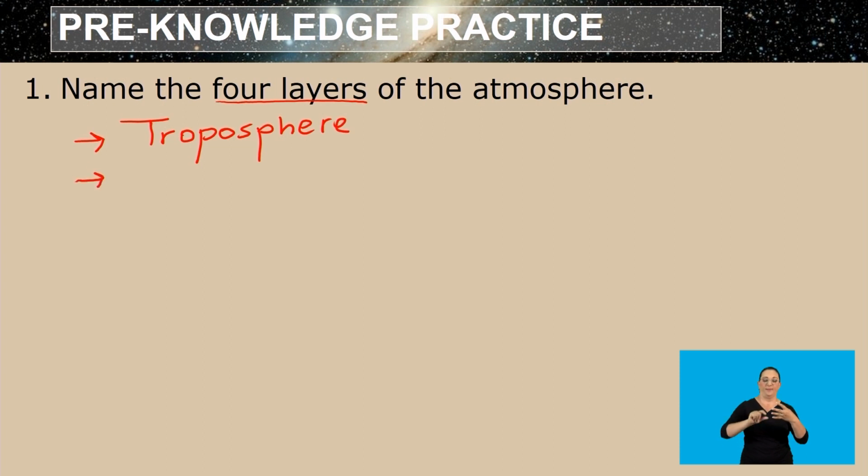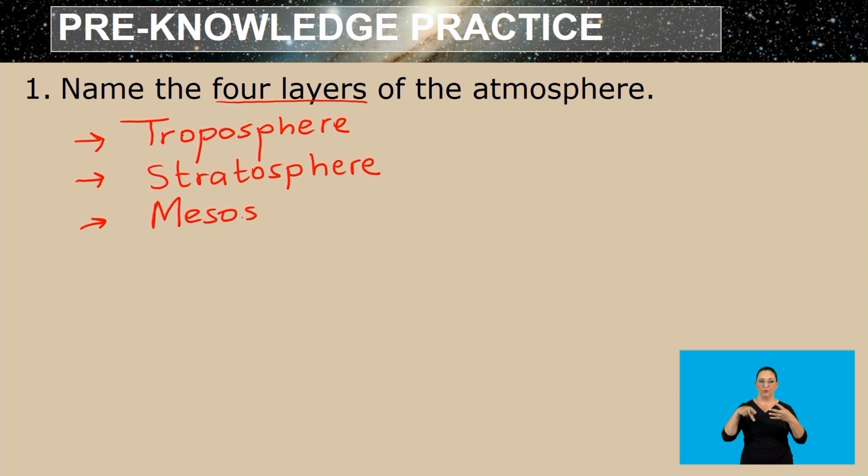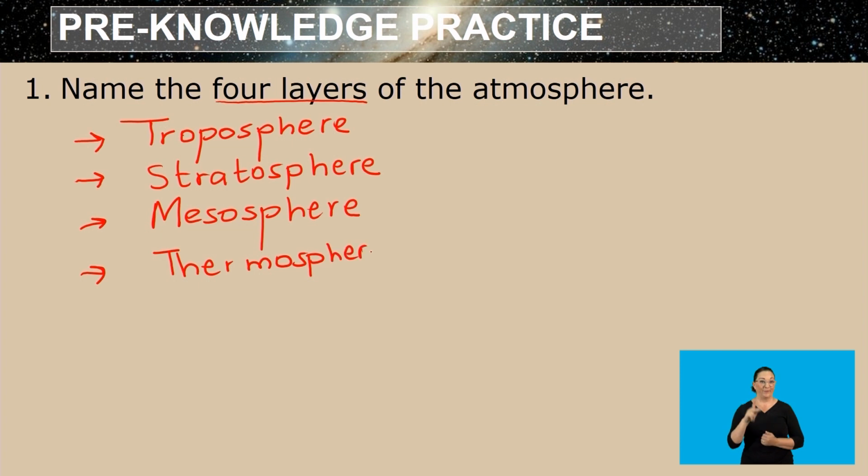Right above the troposphere, we have our stratosphere. And then right above the stratosphere, we have our mesosphere. And the last layer is our thermosphere. Okay. Now, these are the 4 layers of the atmosphere.